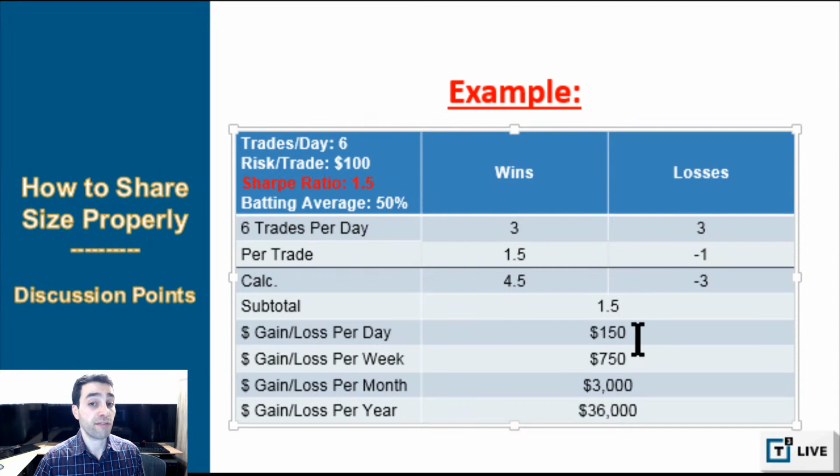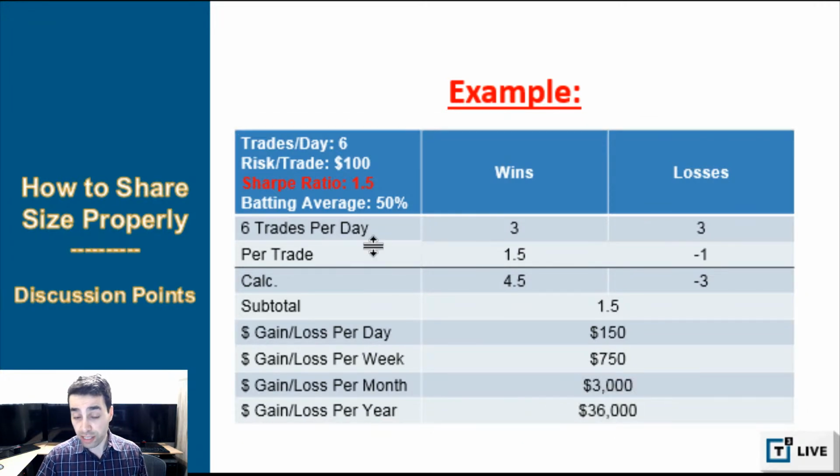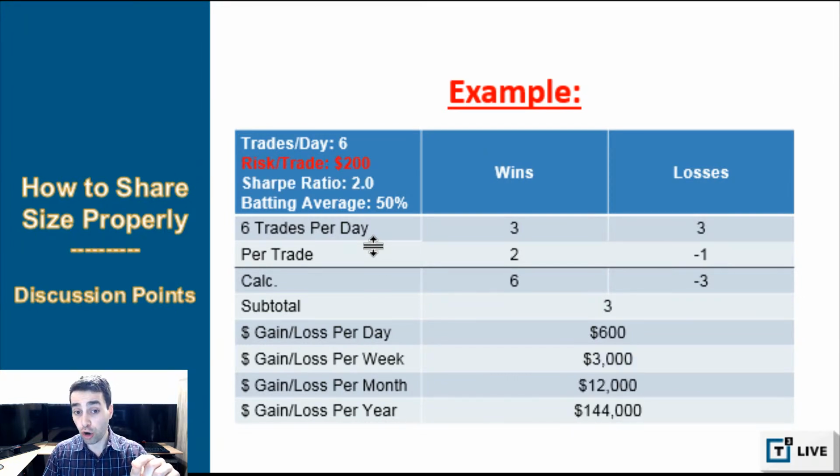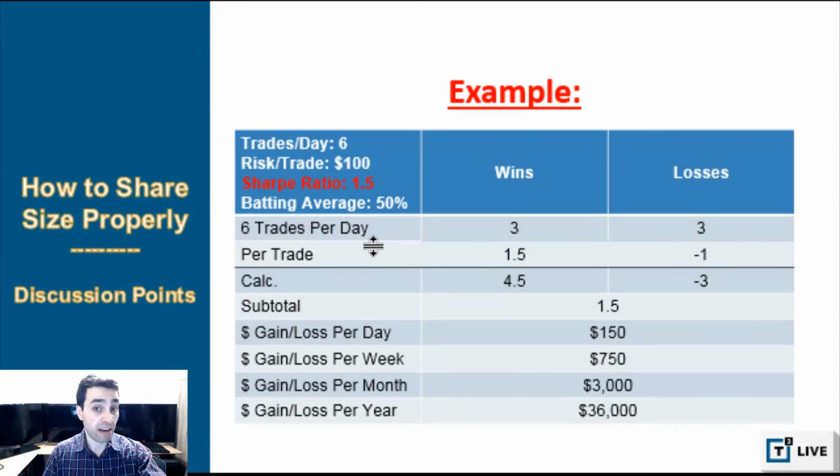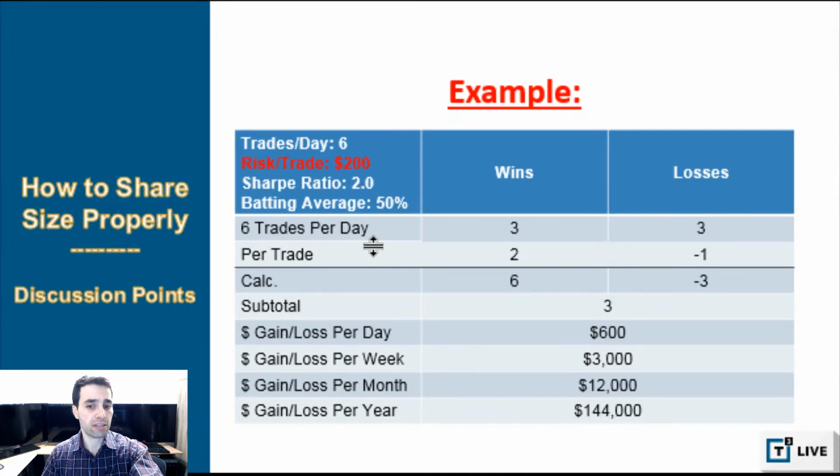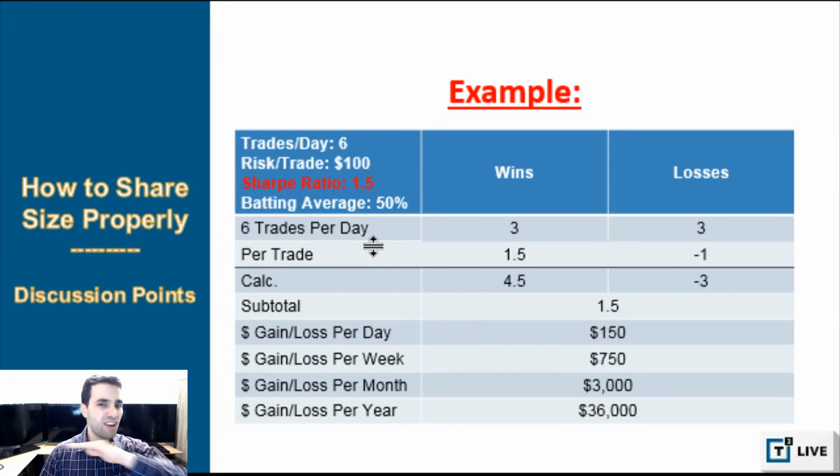$100, that's $150 per day. Times 5, that's $750 per week, $3,000 per month, and $36,000 per year. So notice the Sharpe went from 2.0 to 1.5, and look at the drop from 72 to 36, a 50% cut. So the Sharpe ratio compared to the bottom line has an exponential relationship.